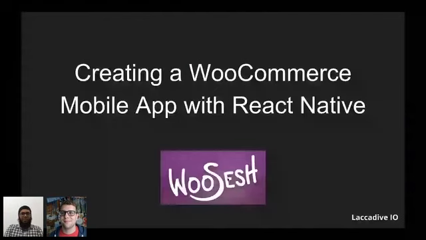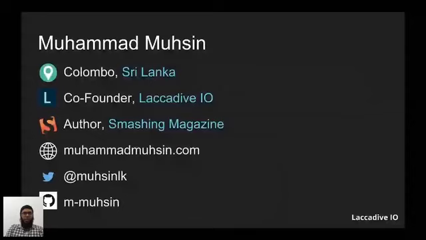The presentation is about creating a WooCommerce mobile app with React Native. Firstly, a bit about me. I am Mohammed Mohsin, and I come from Colombo, Sri Lanka. I'm the co-founder of Lackadive.io, where I work as the lead developer. I write JavaScript, React.js, and the WordPress code on a daily basis. I also write about React and WordPress on Smashing Magazine and on my blog. Feel free to find me on Twitter and GitHub.